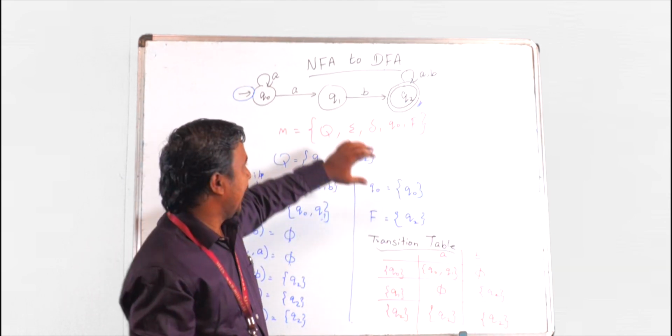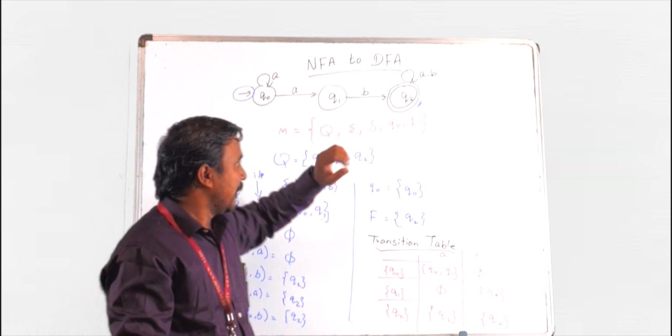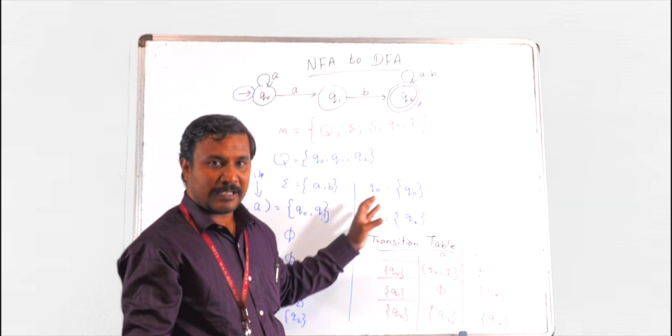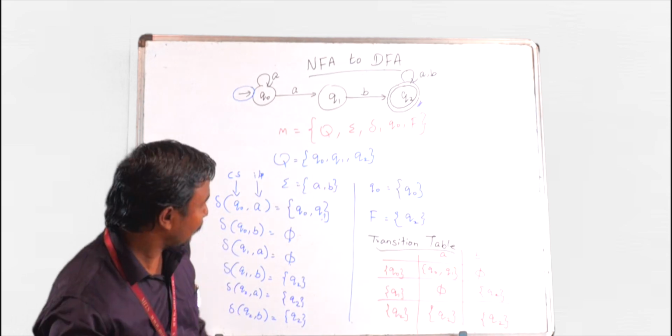So now I'm going to convert this NFA to a DFA diagram, which means that whatever null symbols we are applying here should not come. Instead of that, we are going to apply some input symbols.